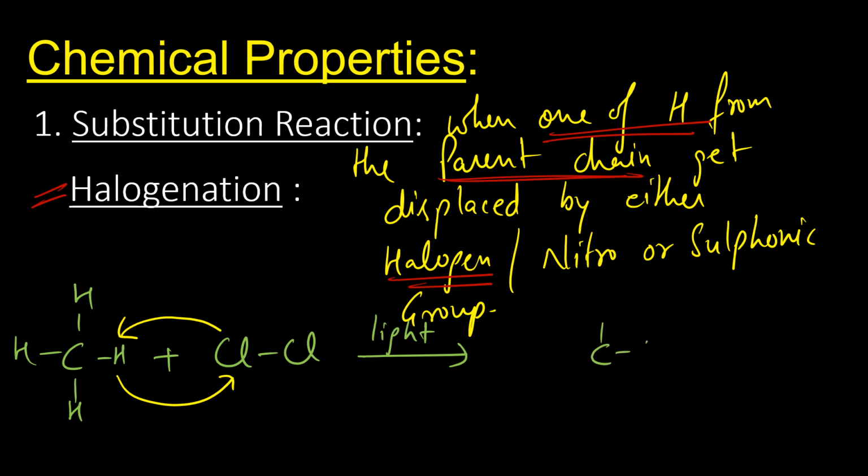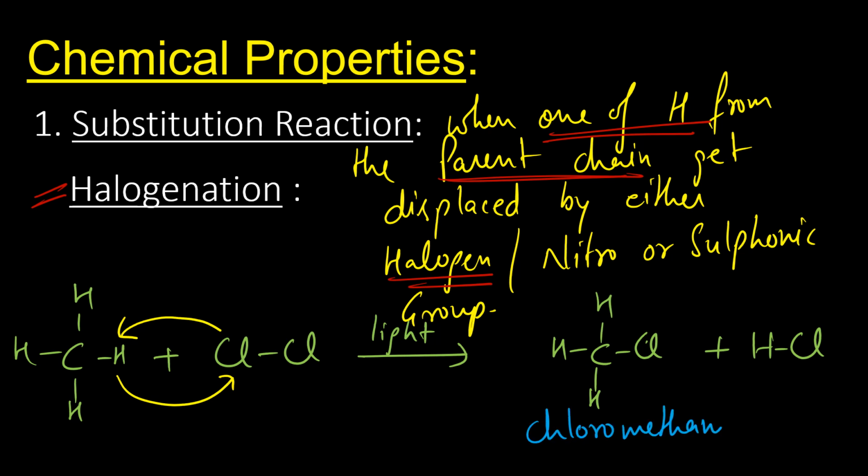So you may see here one hydrogen has been displaced by chlorine. So what's going to be this? We can write its name as chloromethane. So you can get chloromethane from methane. So it is a halogenation in which one of the hydrogen gets displaced by halogen. Now let's do the discussion of the next.